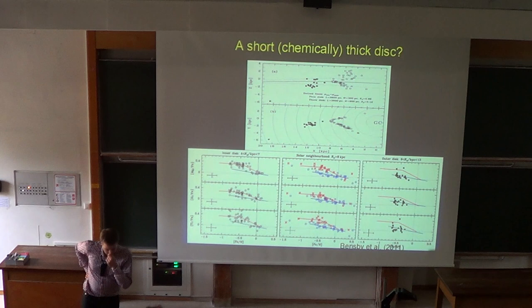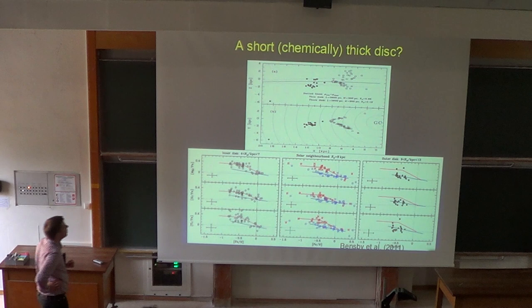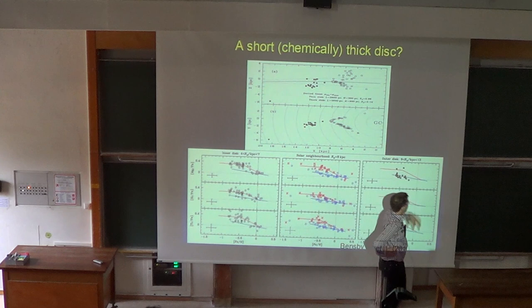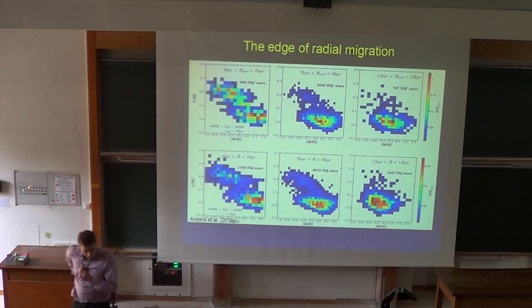Let's go back. The chemically defined thick disk of Bensby and others. So they looked at the bottom of the disk, and when you go to the inner disk, you see a lot of those high alpha enhanced stars. When you go to the outer disk, at very large radii, they go less and less. What is happening there? I would call this the age of radial migration.